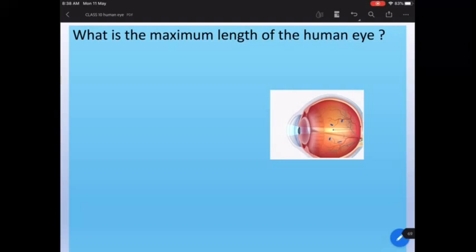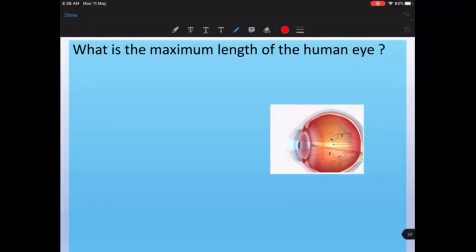But the natural question is, what is the minimum focal length of the human eye? So two things are very important, and let us understand how to solve them. Now we know the formula 1 by f is equal to 1 by v minus 1 by u. We are supposed to calculate the maximum focal length, which means if we are looking at an object placed at infinite distance, then what is going to be the focal length?